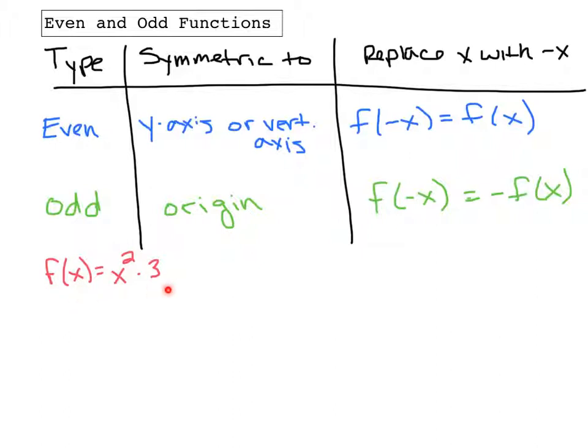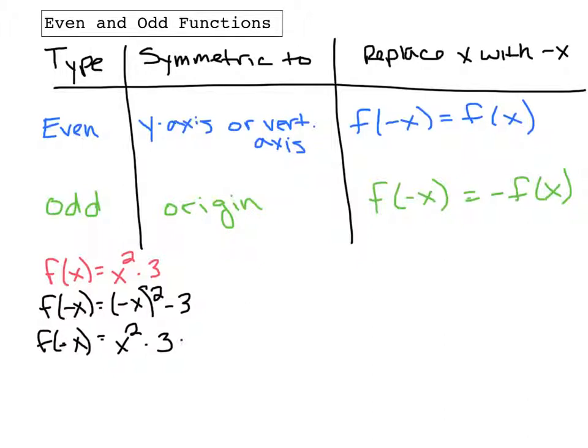We're given f of x equals x squared minus 3. So we're going to try and replace x with negative x and see what happens. Okay, negative x squared is going to be x squared. And we can't simplify any farther, so x squared minus 3 is our answer. Well, that turns out to be the same thing as x squared minus 3. So f of negative x is equal to x squared minus 3, which is equal to f of x. So this is even.